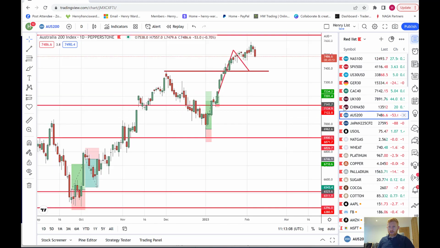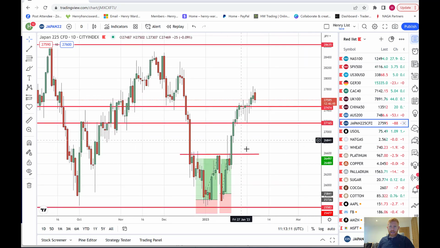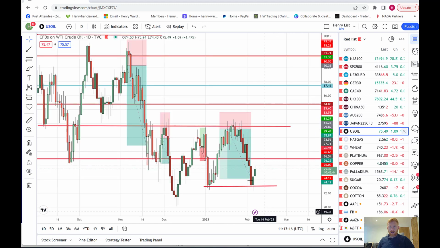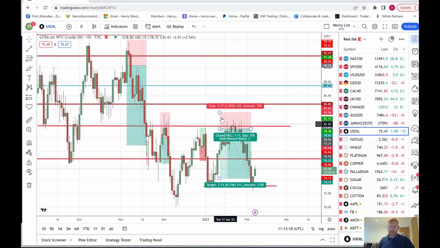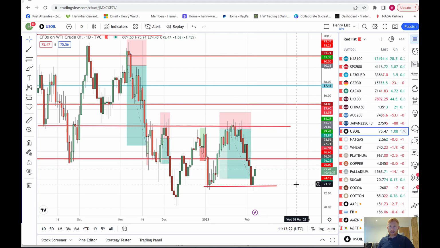Aussie 200, there's no trade. It has to come back down to here. Japan 225 again has to come down to here for me for looking at that trade. And oil. So well done anyone who took this. Well done. Eventually came down and hit it 3-to-1. So well done. Good trading on the likes of this.